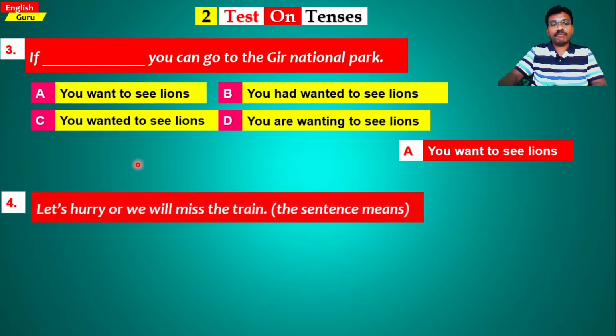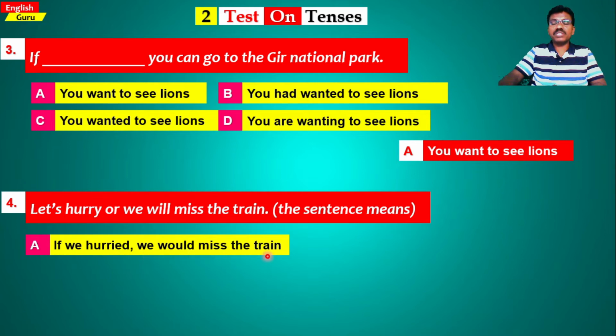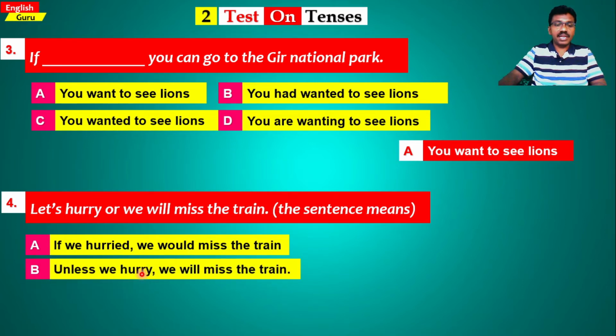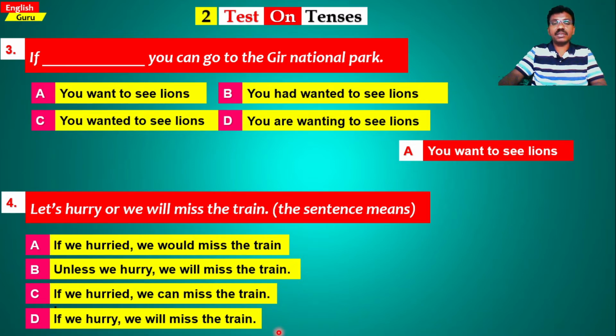Fourth one, let's hurry or we will miss the train. This particular sentence means, option A, if we hurried, we would miss the train. B, unless we hurry, we will miss the train. C, if we hurried, we can miss the train. D, if we hurry, we will miss the train. So "let's hurry or we will miss the train" means one of the following right options. Let us try to find out which is the right answer. Which sentence will give the correct meaning of the given question in the answers.